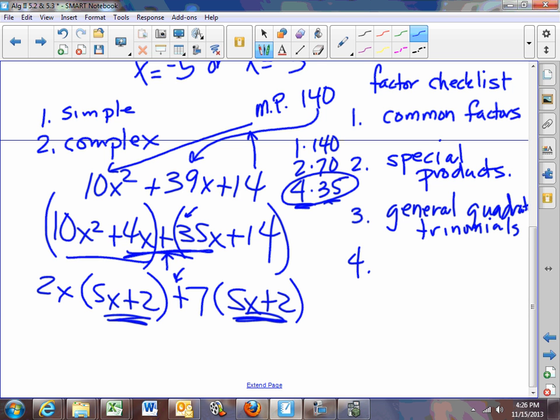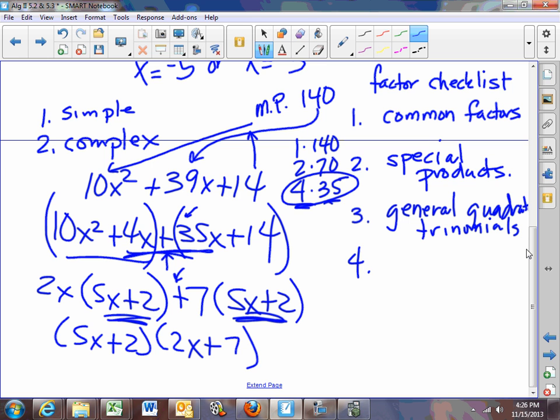So now, by common factors, we can take out a 5x plus 2 and we're left with 2x plus 7. And so notice 5x plus 2 times 2x plus 7 gives us 10x squared plus 39x plus 14.